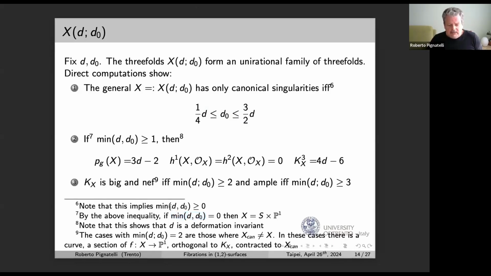So we know that these two numbers must be non-negative, and if the minimum is 0, it's easy to see that they are both 0. And then in this case, the trifold is not interesting, because it's P1 times a fixed surface. So it's negative Kodaira dimension. It's not of general type, and of course, it's a simple product. It's the simplest fibration you can think of, the product. So this should appear somewhere. It appears here. So let me remove this little case. And so from now on, the minimum is at least 1.